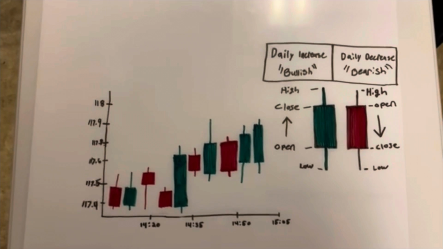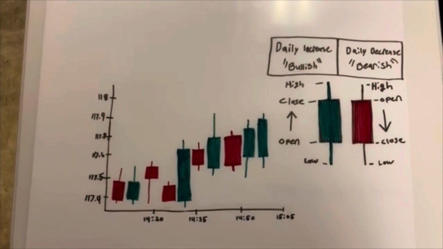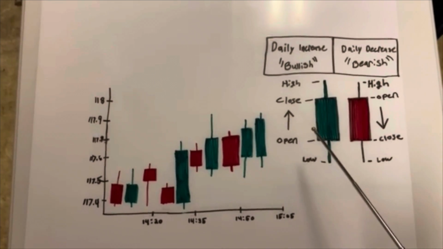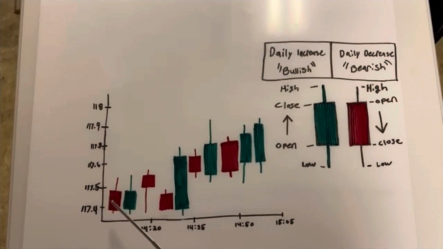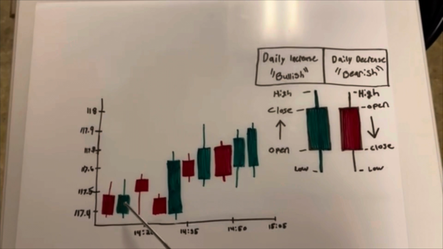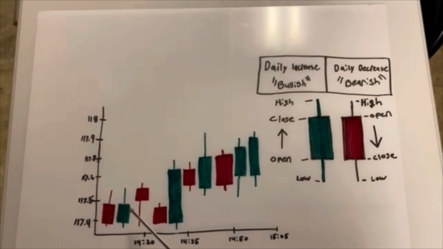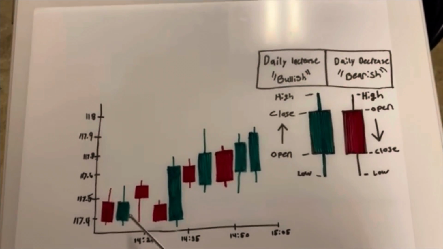So now let's hand it off to Kyle, who's going to explain the first element of technical analysis, candlesticks. Here we have a stock's chart over a day's period. Each of these little segments is called a candlestick. The red is a daily decrease, which is called a bearish outlook, and the green is a daily increase, which is called a bullish outlook.